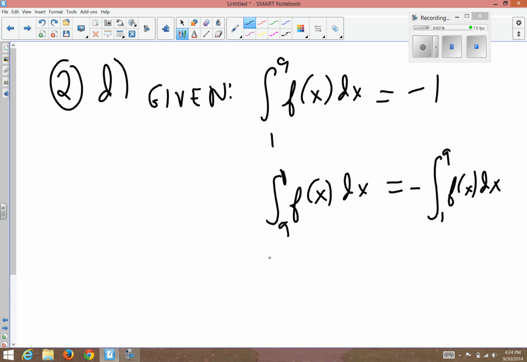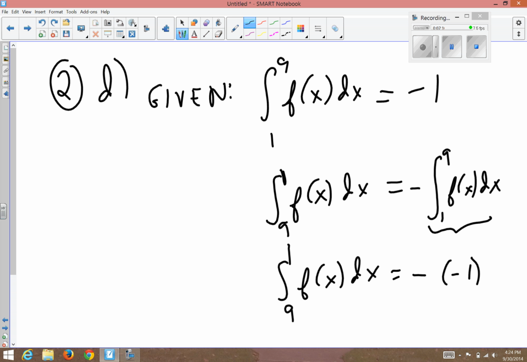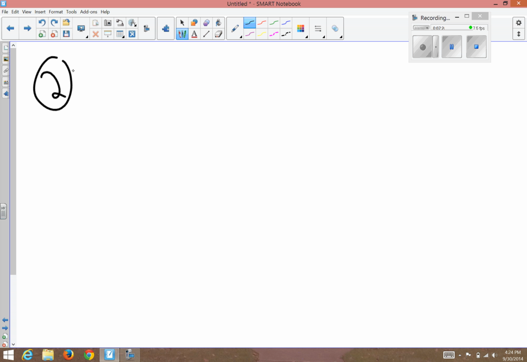So exercise 2D says, what is the integral of f of x dx from 9 to 1? It's going to equal this negative comes down, and from the directions, that's negative 1. Negative, negative 1. So 1 is the answer to number 2, part D. Number 2, part E.